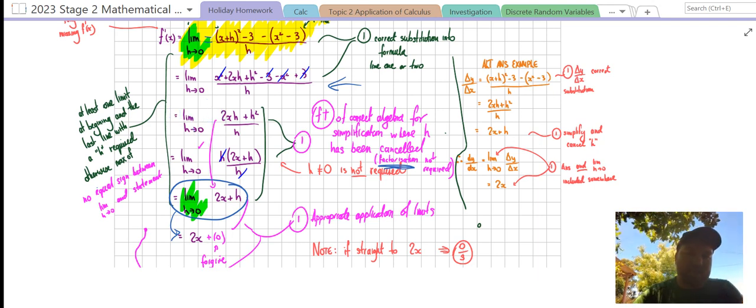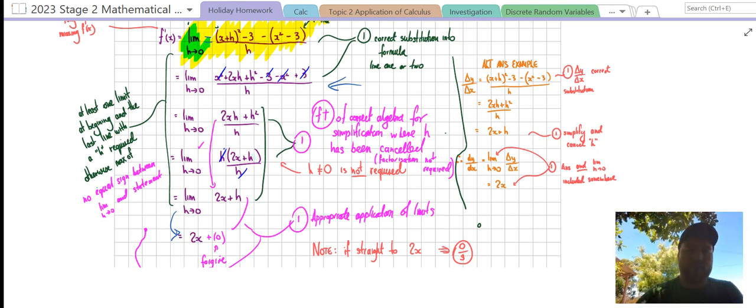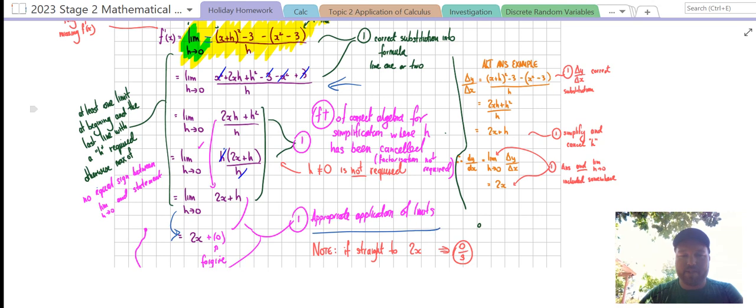If you get to the point where you do enough algebra to cancel out h, this section here, then you earn yourself another mark. Fantastic. So 1 mark for correct substitution of the formula, 1 mark for doing enough algebra to get to the point where we cancel h, and your third and final mark is where you let h go towards 0. So appropriate application of limits is you're letting h go towards 0, here the plus h goes towards nothing, leaving you the 2x. You don't have to show that h goes to 0, you can just make it disappear.